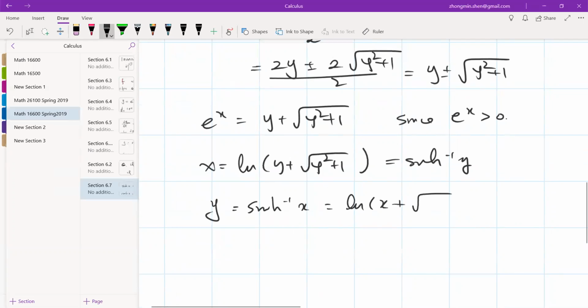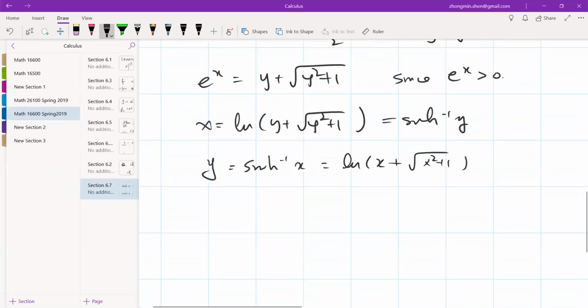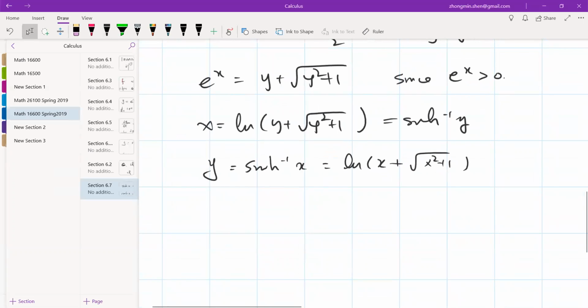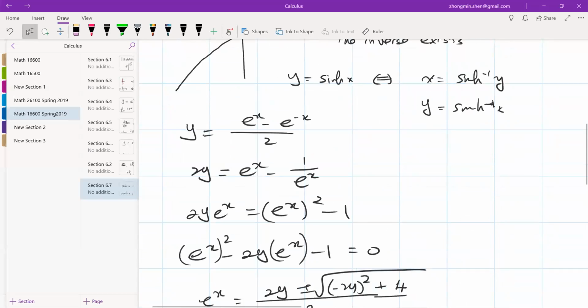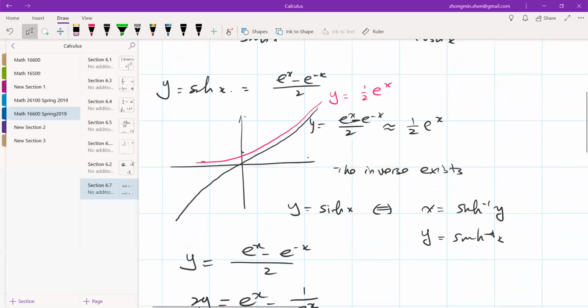x, if we switch the variable. So the function is defined for any x, no restriction on the y value, because if you look at the graph, right? Look at this graph. The function is defined for all x, and the value will be from negative infinity to positive infinity.